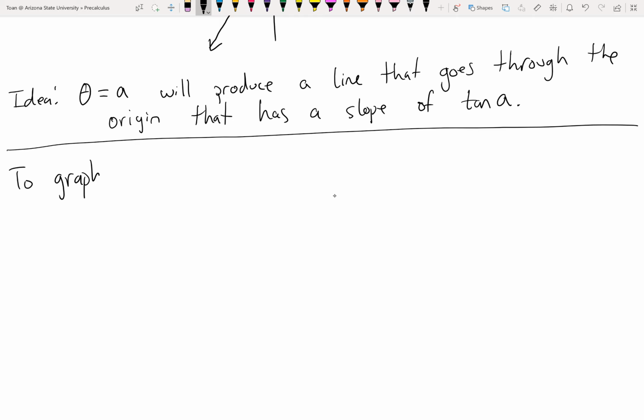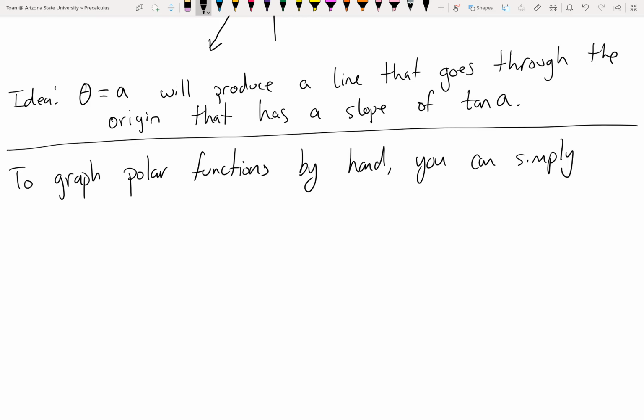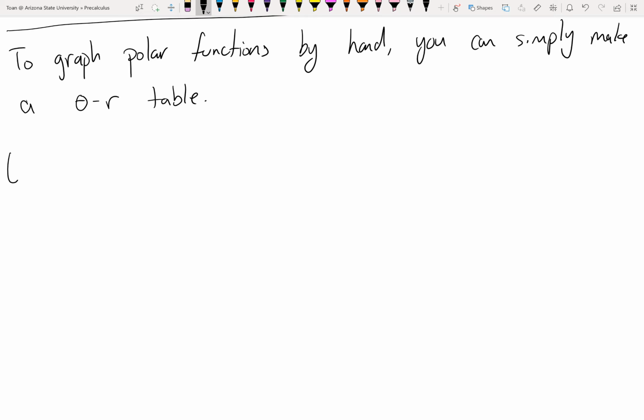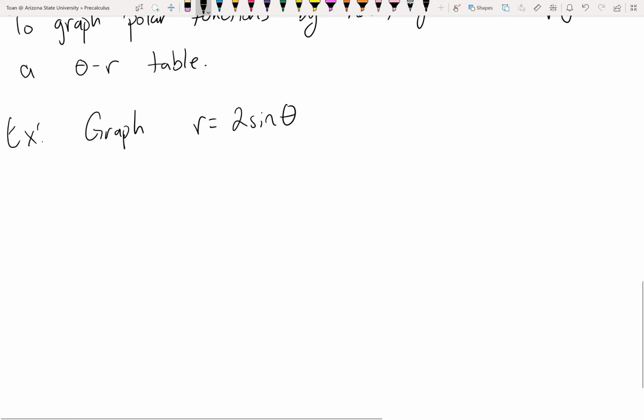To graph polar functions by hand, you can simply make a theta R table. For example, suppose I ask you to graph r equals 2 sine theta. Like I said, there's really nothing special going on here. It's really simple work. You just make a theta R table.